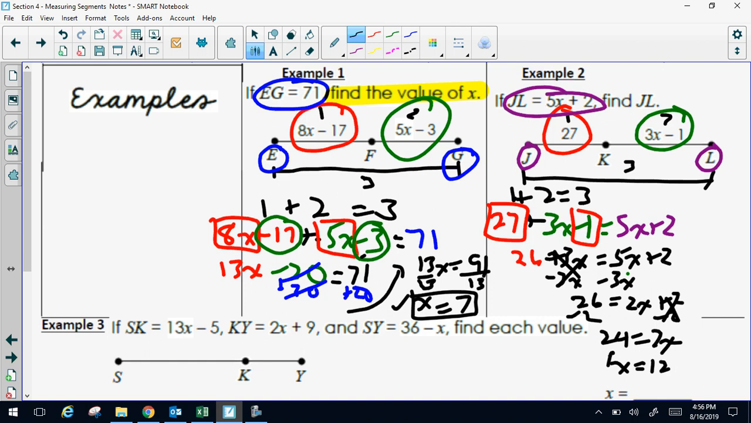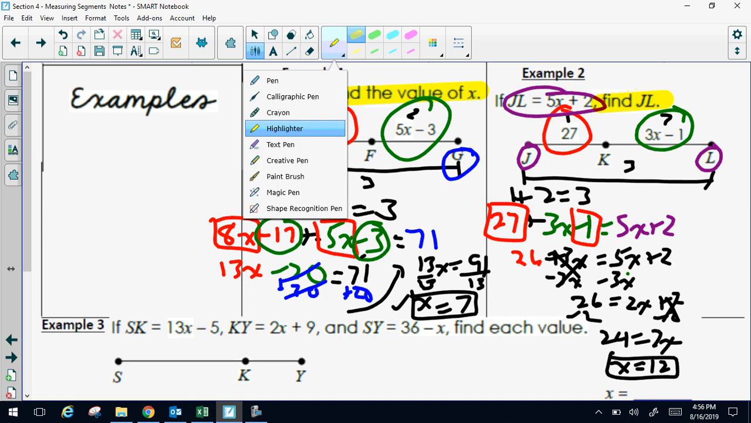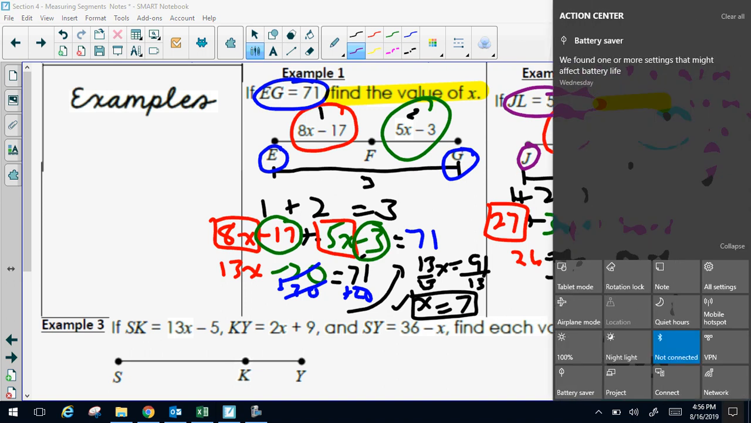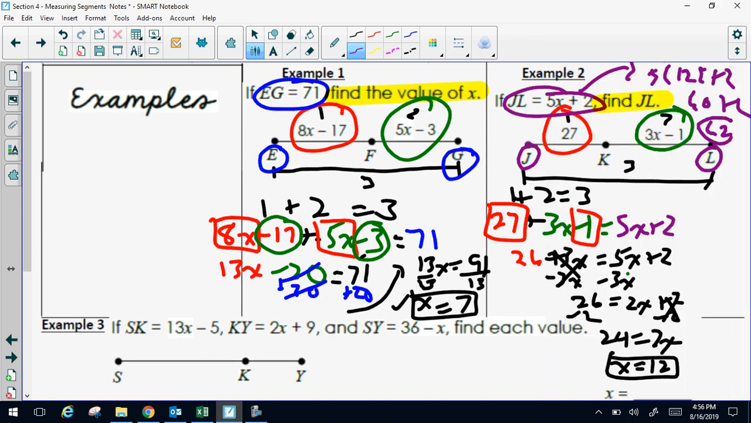So x is equal to 12. Okay, once we get that, we have to double check the question. Now the question in this case says to find the length of JL, which means I have to go up here where it says JL, and they say JL is 5x plus 2, and I have to substitute 12 for x. So it's 5 times 12 plus 2. So 60 plus 2, which is 62 units.